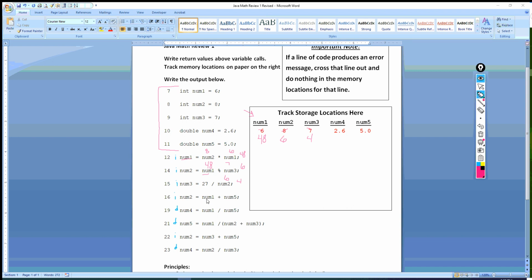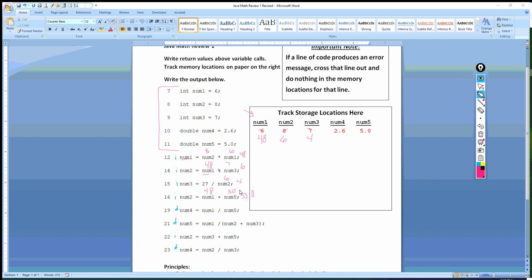Next line down, num1 is still 48, and then num5, that return value is 5.0. Because we have a double as one of the operands, then we are going to use the calculator and keep the decimal. So 48 plus 5.0 is 53.0, not 53, but 53.0. Alright, so it is a decimal.